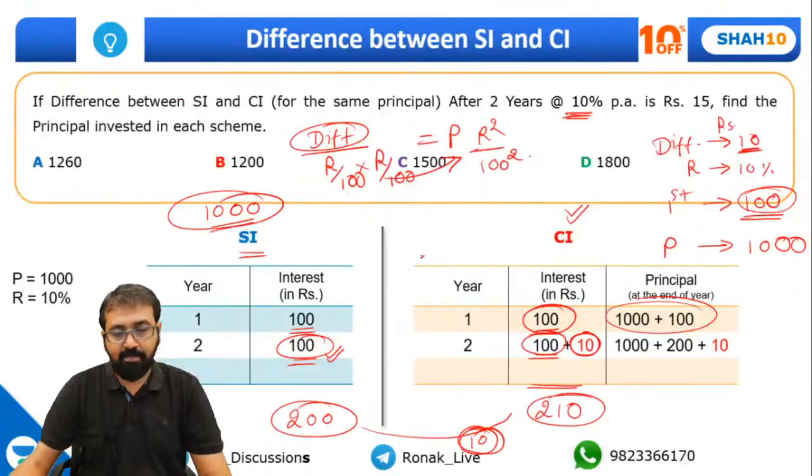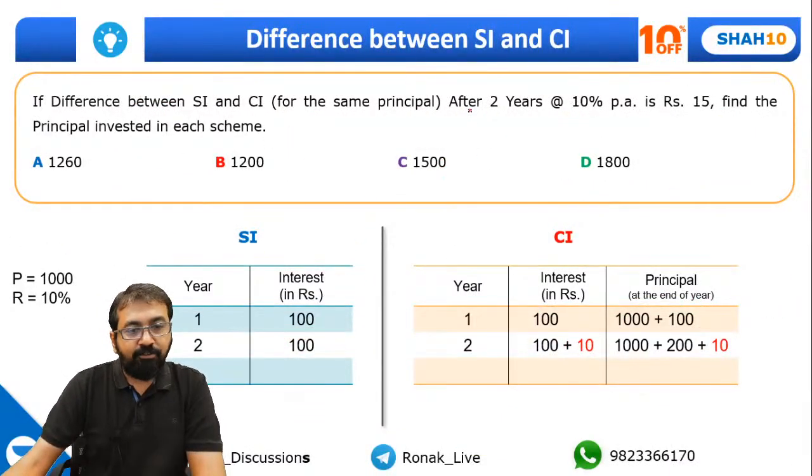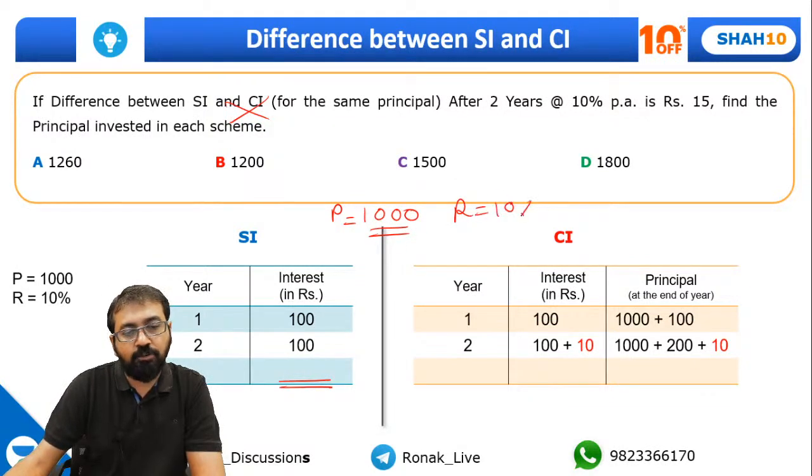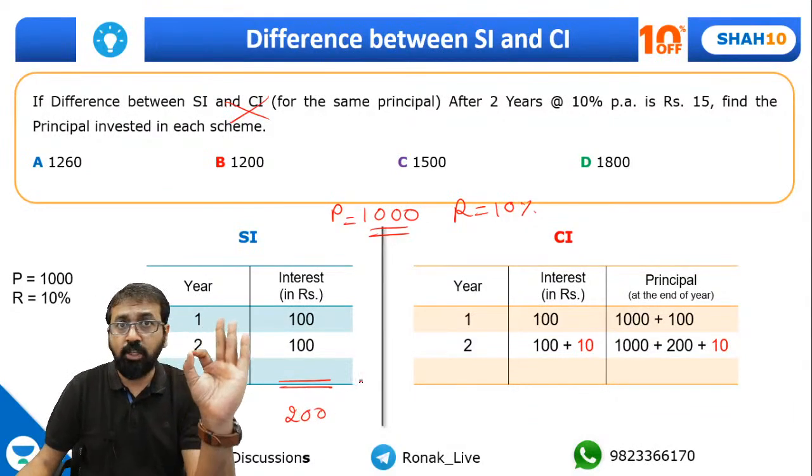Look at this example. Forget about this question, and assume that the principal is 1000 rupees. Everyone, the principal is 1000 rupees. And what will be the simple interest on this principal of 1000 rupees at the rate of interest of 10%? The simple interest will be 200 rupees. Do you all agree with this?